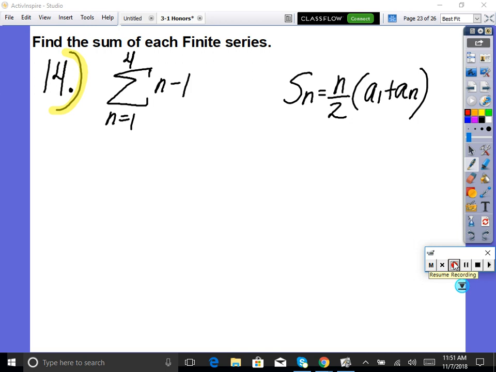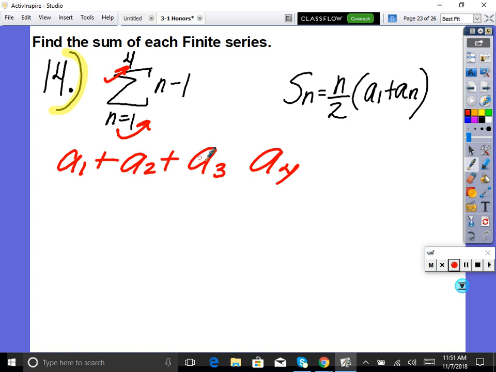Instructions. Okay, so this says find the sum of each finite series. This is no different than having it written out. This first time I am going to write it out so you can see what's happening. So this is the same thing as saying we're taking the sum. That means we're going to be adding the first through the fourth term. So a sub 1, 2, 3, 4, right? We're summing the first, second, third, and fourth term up, right?